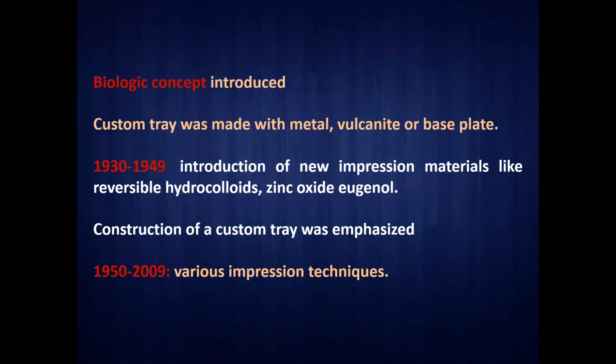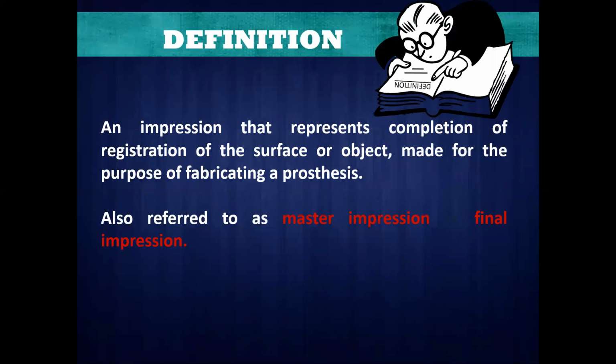Then the biologic concept was introduced. The custom tray was made with metal, vulcanite or base plate. Between 1930 to 1949, new impression materials like reversible hydrocolloids and zinc oxide eugenol were introduced, and the construction of the custom tray was emphasized. Then between 1950 to 2009, various impression techniques were introduced.